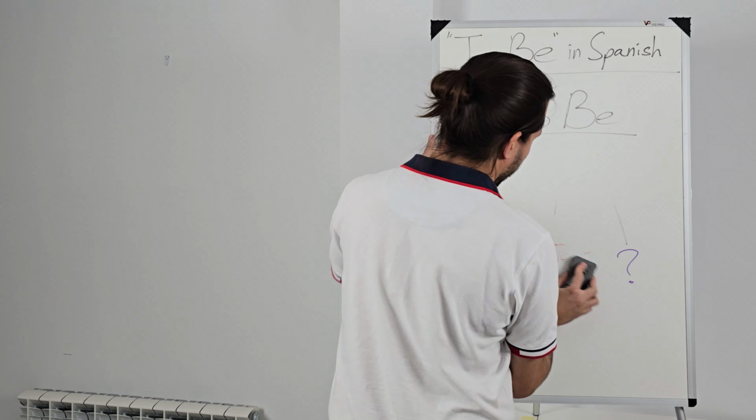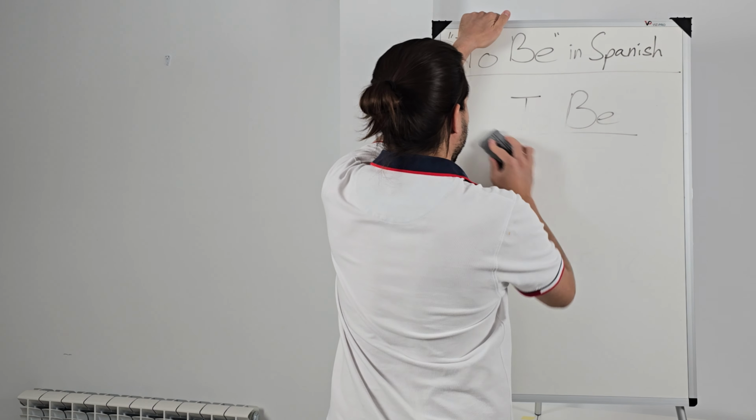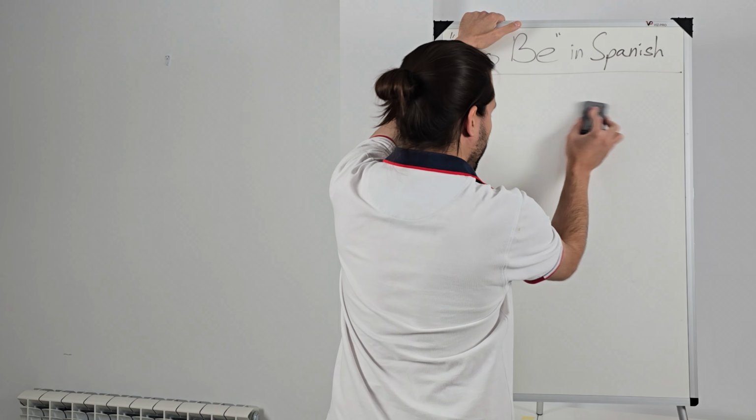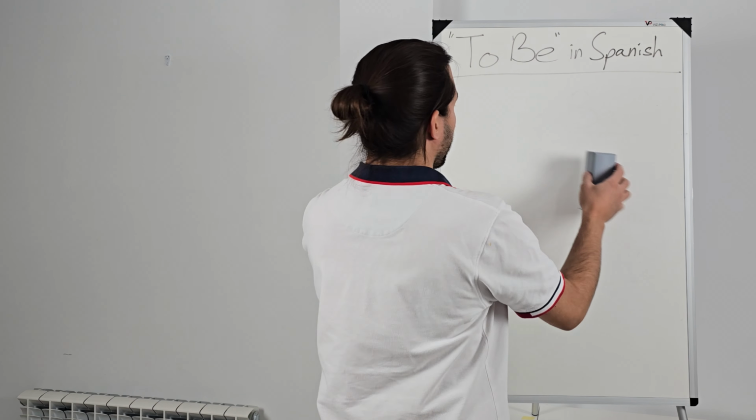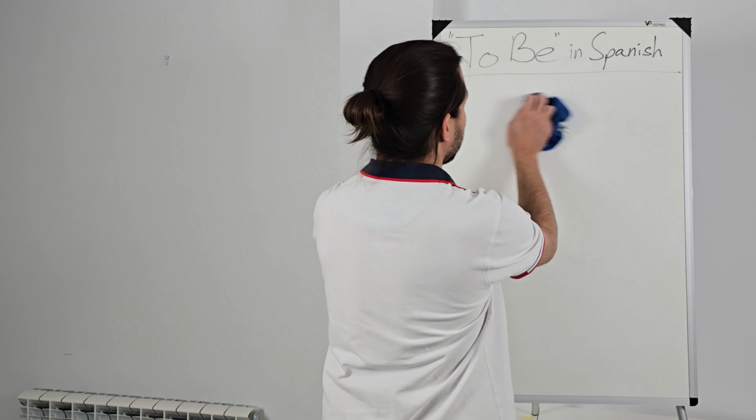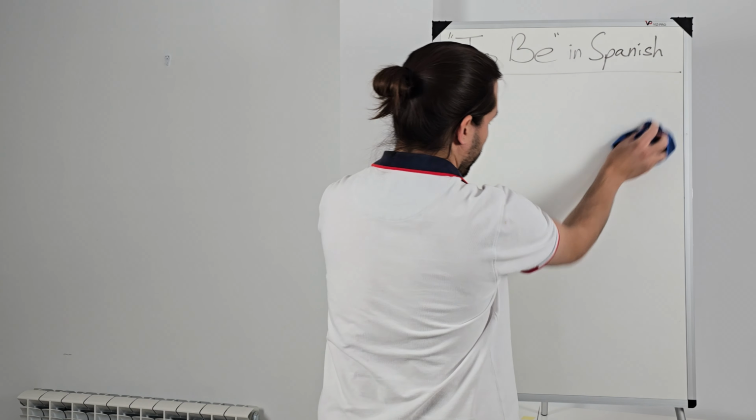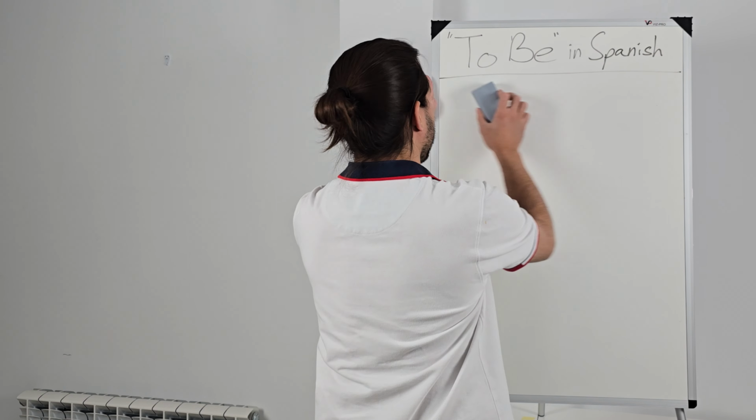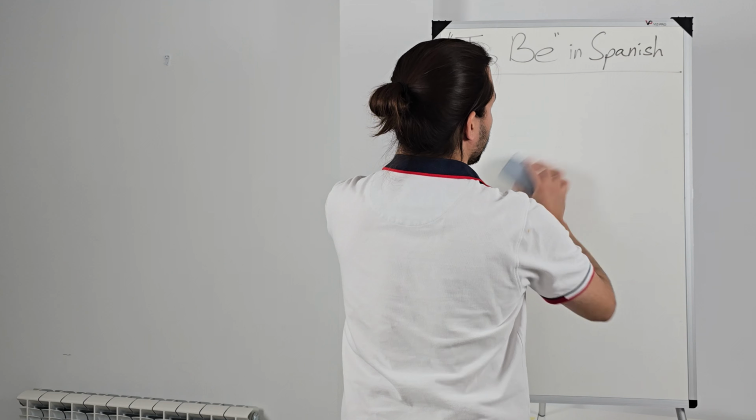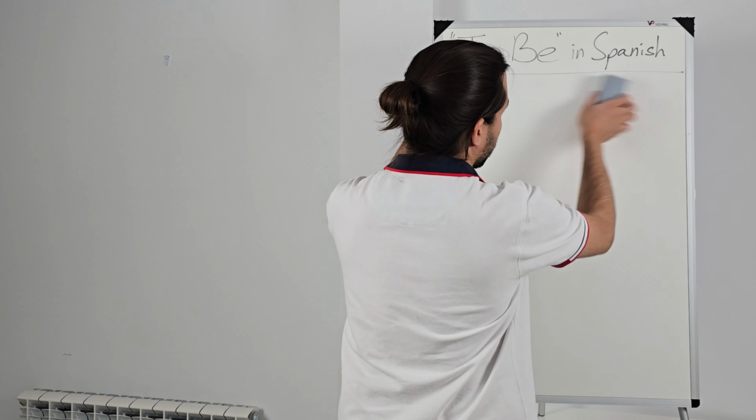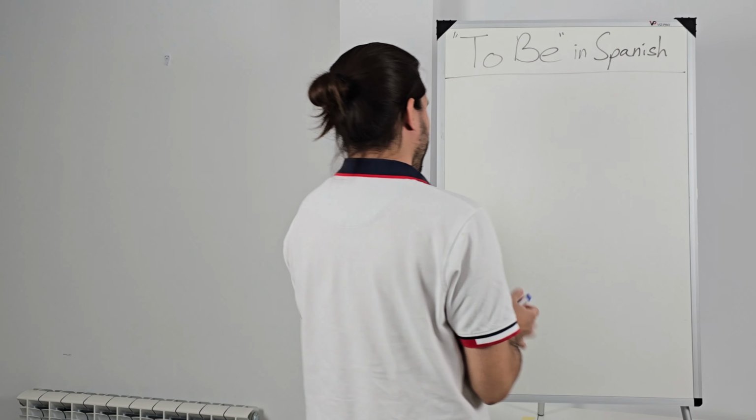So, while I'm erasing this, I'll go over being again in English. Like I can say, I am Joshua, I am a teacher. I can also say, I am erasing the board right now, right? I am recording a video, etc. You are watching this video. In Spanish, we use different forms of being in certain cases. So, let's start with ser.